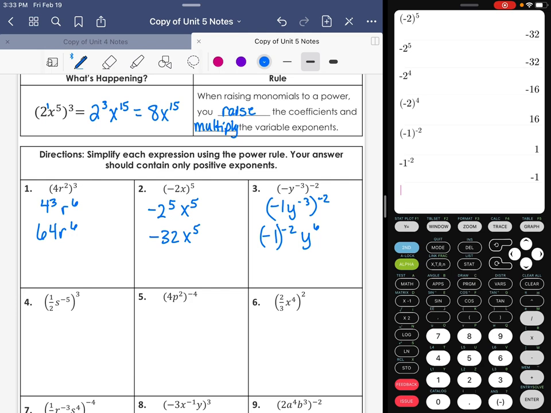So back to here, negative 1 to the negative 2 power is 1. So I have 1 y to the 6th. Well, 1 times y to the 6th is just y to the 6th. So I actually don't even need the 1. It's just y to the 6th. Okay?